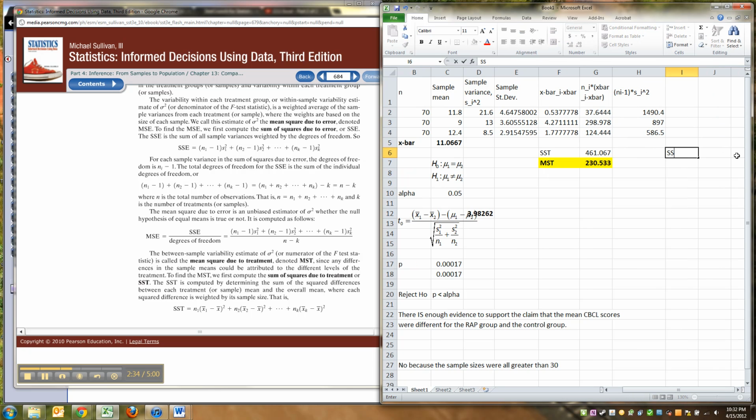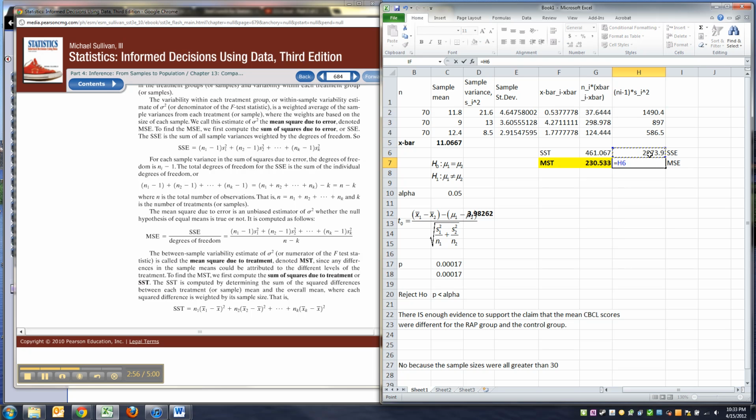Now I want to add these up. So this will be SSE. SSE is the sum of squares due to error, and all of this is squared. That's why we've got si squared. So I'm going to find the sum of those 3 numbers right there. That's your numerator. So MSE is equal to that value. Oops, hold on, I forgot to press equals.